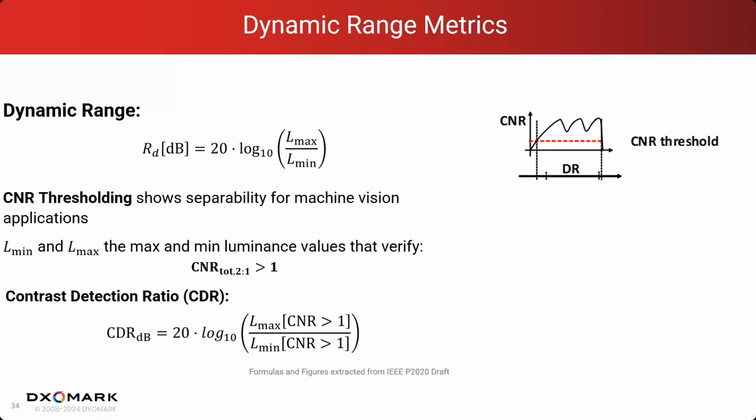So the dynamic range is the ratio between the maximum luminance over the minimum luminance for which we have the contrast to noise ratio that goes over 1. And so we compute that in decibels, so in 20 log of the ratio. And this is what is defined in the IEEE P2020 dynamic range clause of the draft. So for the simulation, Sébastien?